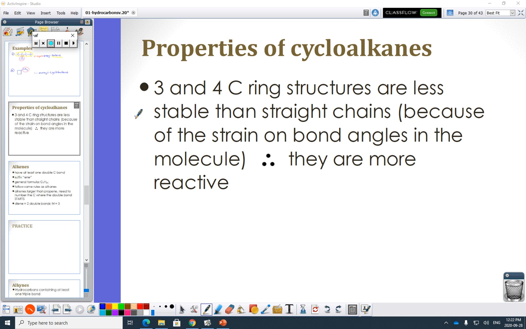Okay, so I don't know why I didn't do this slide last time. When you have a cycloalkane, we call it strain on the molecule, which basically just means that the atoms are too close together or they want to come apart. So that means they're more reactive than if you have straight chain molecules.